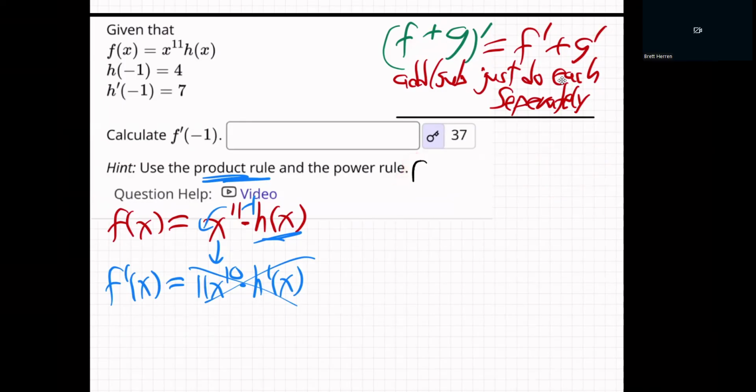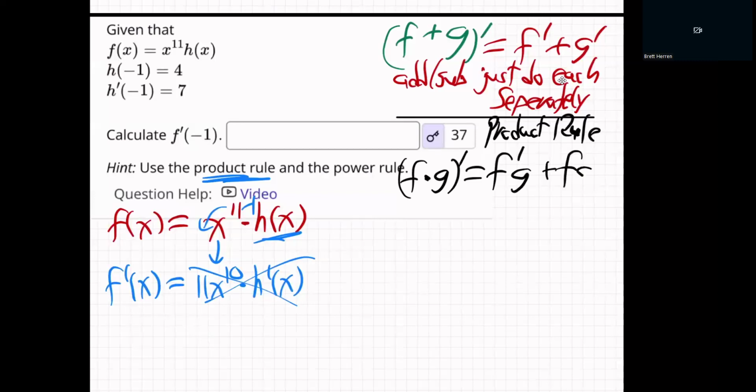So if you have f times g and you want to take the derivative, you've got to do what's called the product rule. And that is they take turns, meaning the f prime goes first and g just sits there. And then f just sits there and it's g prime. That's the product rule. So when they're multiplied, you can't just do f prime g prime. You do f prime first and g just sits there, and then it's g prime's turn. They take turns. That's the product rule.